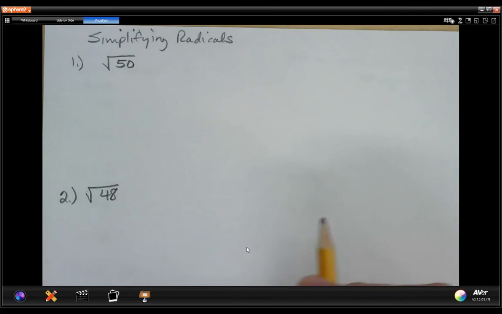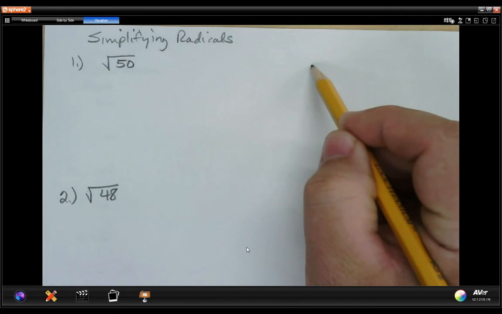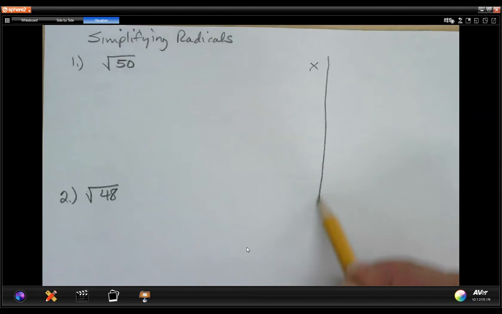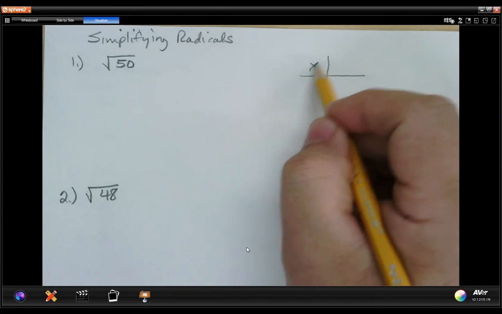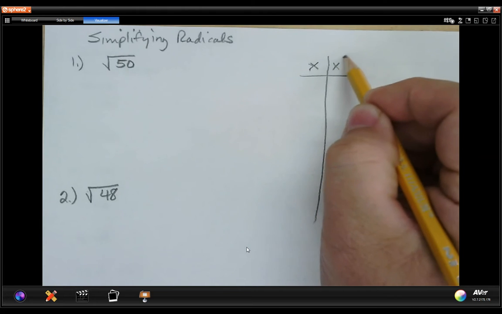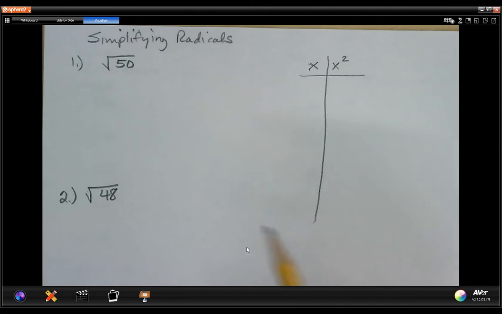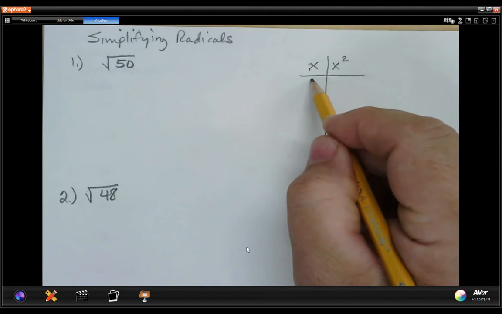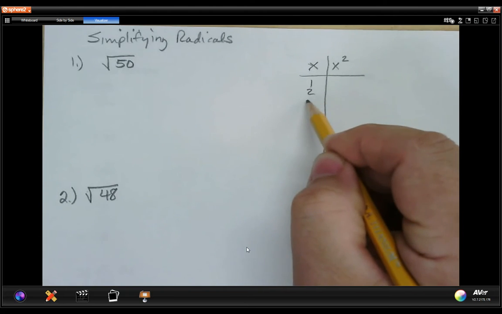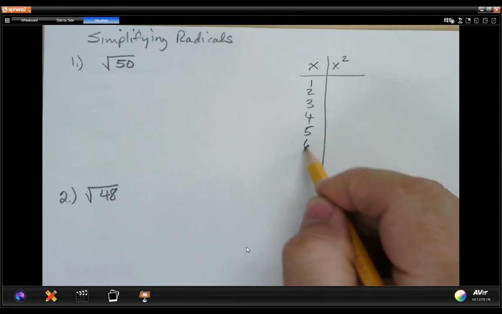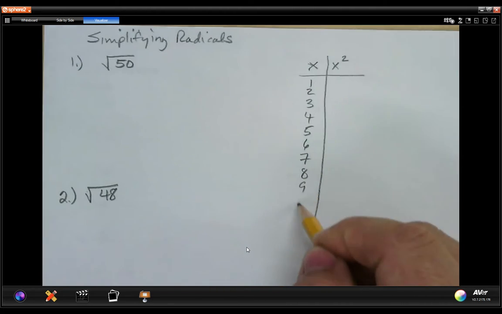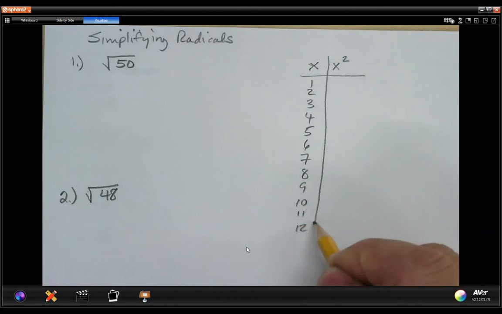But one of the first things you need to do is create an x squared table. I'm going to show you what I mean. So I'm going to go ahead and make a little table here. On this side, I'm going to put x. Here, I'm going to put x squared. So this is going to be real simple. I'm just going to number this 1 through 12. It's probably a good start. So 1, 2, 3, 4, 5, 6, 7, 8, 9, 10, 11, 12.